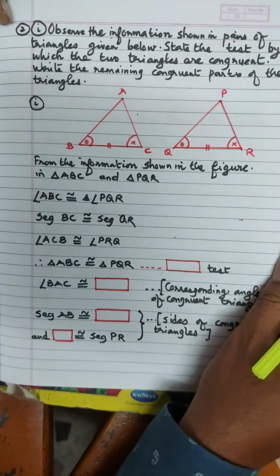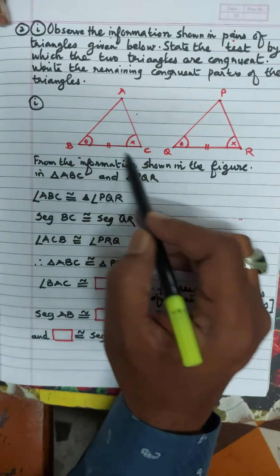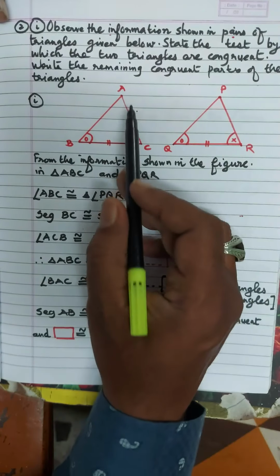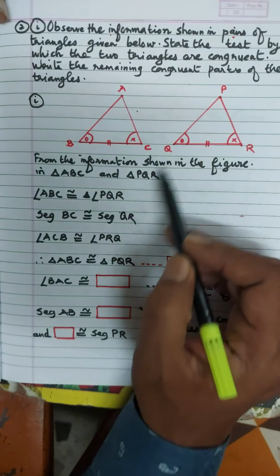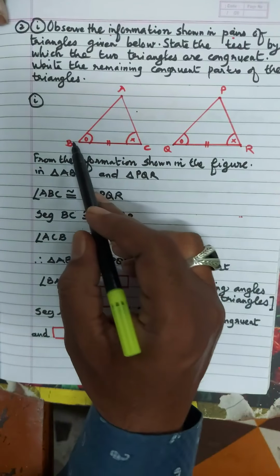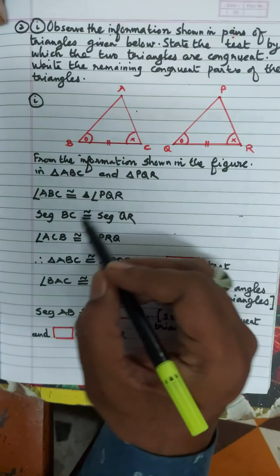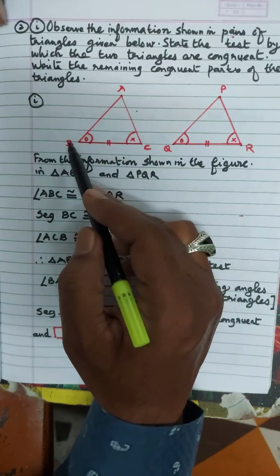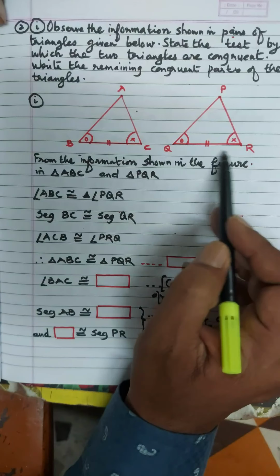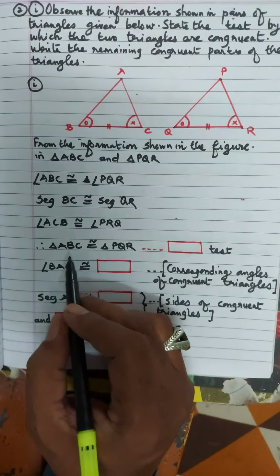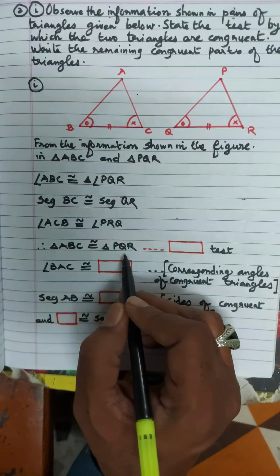Now here we have two triangles, triangle ABC and triangle PQR. It is written here. Angle ABC and angle PQR are already there. Then segment BC and segment QR, because the same sides are there. Then angle ACB and here also angle PRQ. So both triangles, triangle ABC is congruent to triangle PQR.